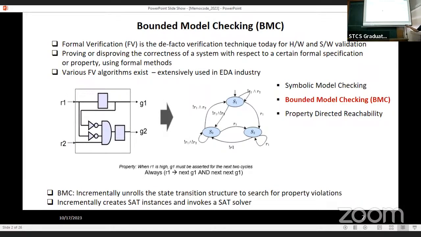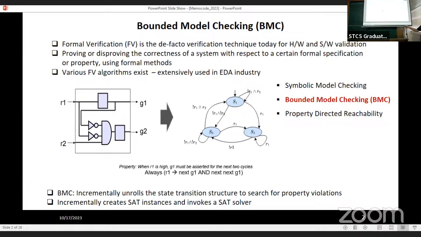So this picture is just for understanding how this unrolling is done. But if you look at this circuit, if you do a small calculation, you can see that this circuit does not satisfy this property. Just imagine a situation where R1 is 1 at some time point, which means G1 will be 1 at the next time point because of this sequential element. So if R1 is high at time equal to 1, that means G1 will be high at time point 2.